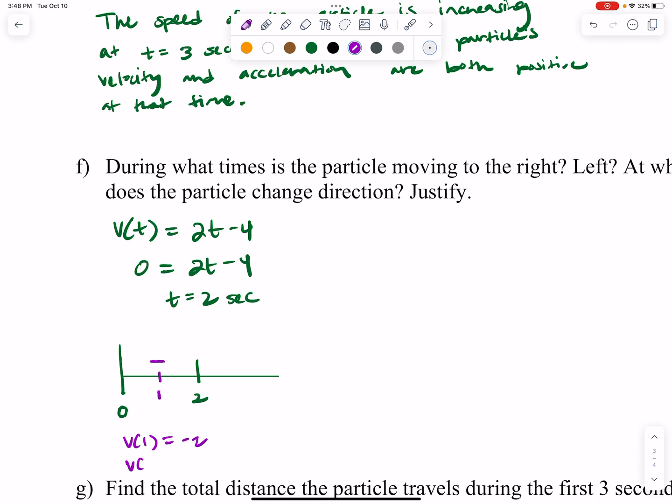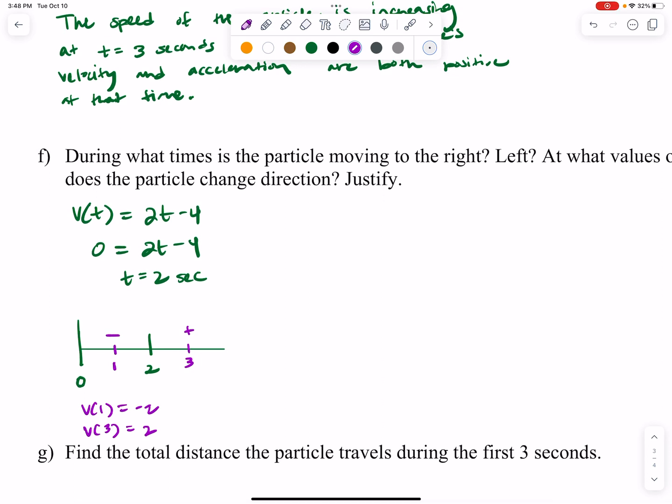And then v of 3 would be positive. So that means when t is between 0 and 2, the particle would be moving to the left. And for t greater than 2, the particle would be moving to the right. Now let's check, since we are given this domain, the initial velocity. V of 0 would be negative 4. So velocity is actually negative at 0.